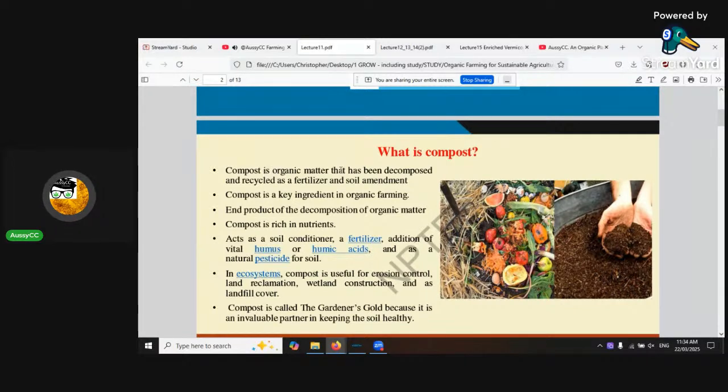So what's compost? Compost is an organic matter that has been decomposed and recycled as a fertilizer and soil amendment. Compost is the key ingredient in organic farming. I'm not going to read every single bit of all of these slides because it'll take too long, so I'll summarize and skim over the bits that are relevant. If you wish to read more, you'll have to press the pause button or watch it later on. The end product of decomposition is organic matter, which is rich in nutrients. It acts as a soil conditioner, fertilizer, a vital source of humus or humic acids, and as a natural pesticide for soil. Compost is called the gardener's gold because it is an invaluable partner in keeping the soil healthy.